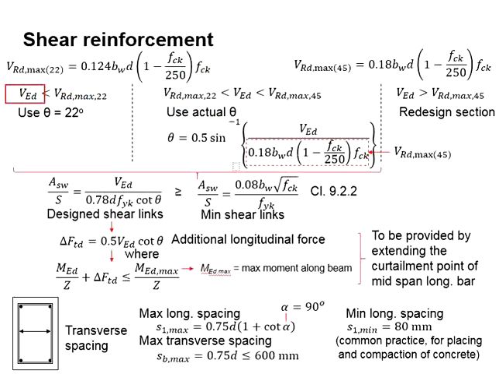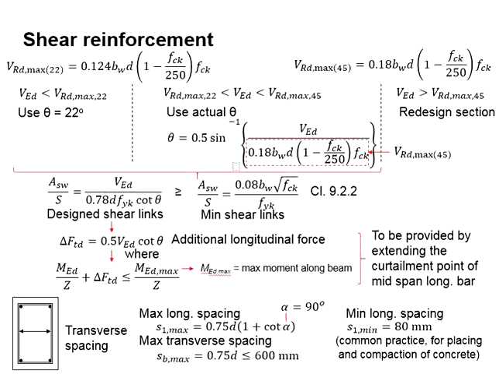If the VED, which is the shear load, is less than the shear resistance, we will just use the shear angle equal to 22 degrees in the following calculations. In the case that the shear load is more than the resistance given by the equation, that means the shear angle will be at least 22 degrees. Then you will need to test the shear resistance for 45 degrees. Now, if the shear load is less than the resistance for 45 degrees, that means you can conclude that the shear angle will fall between 22 to 45.